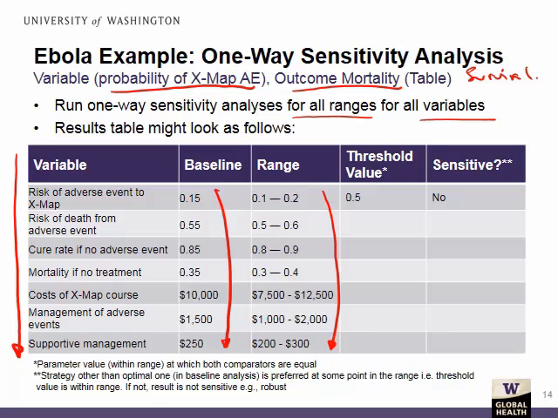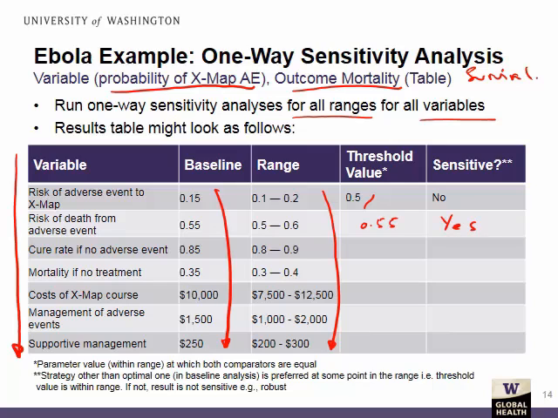Now in this case, in this variable of interest, 0.5 is outside of the range. And what that means is that this particular result is not sensitive to the range of plausible estimates for the risk of adverse events to XMAP. So the model or the results are robust to the range of risks of adverse events to XMAP. Now, if we had, let's say, the risk of death from an adverse event and the threshold was maybe 0.55, then here we would say yes.